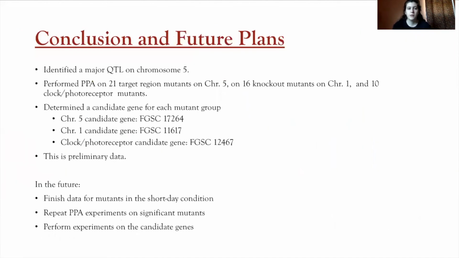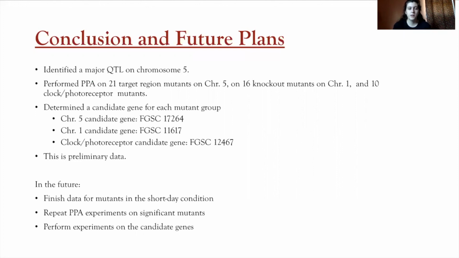In conclusion, we identified a major QTL on chromosome 5 and performed the protoparesthesia assay on 21 target region mutants on chromosome 5, 16 knockout mutants on chromosome 1, and 10 clock/photoreceptor mutants. We also determined that chromosome 5's candidate gene was FGSC 17264, chromosome 1's candidate gene was FGSC 11617, and the clock/photoreceptor mutant's candidate gene was FGSC 12467.